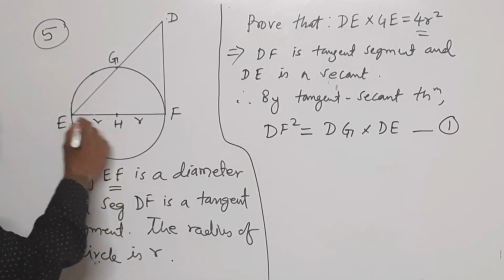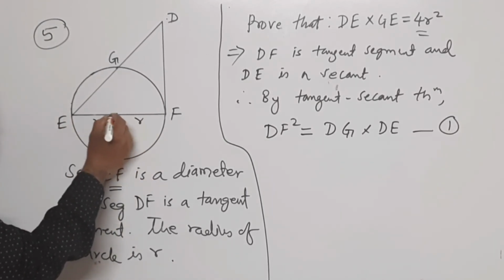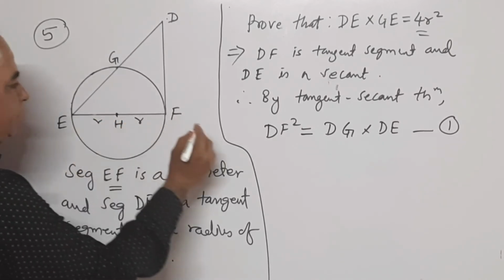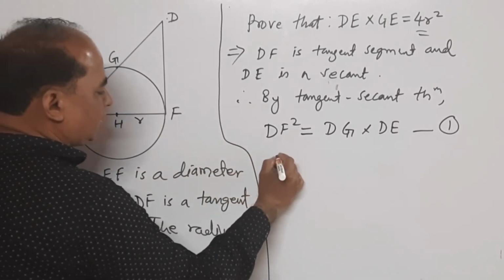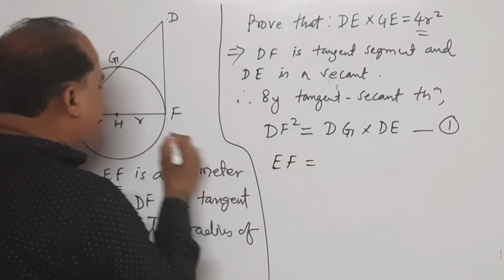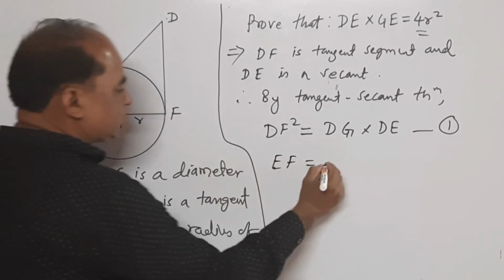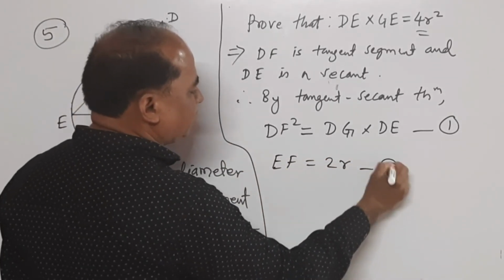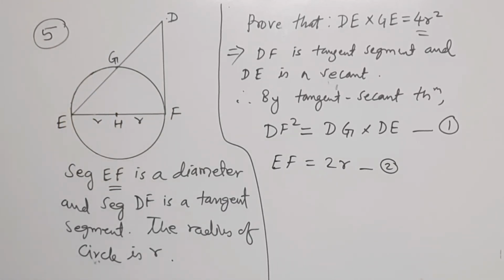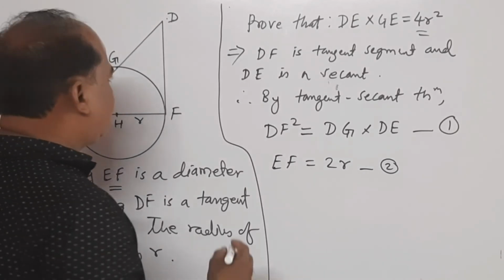Also we know that EF is the diameter, so EF is equal to 2 times the radius, that is 2R. Statement number 2. Since EF is the diameter, diameter is equal to 2 into R, where R is the radius of the circle.